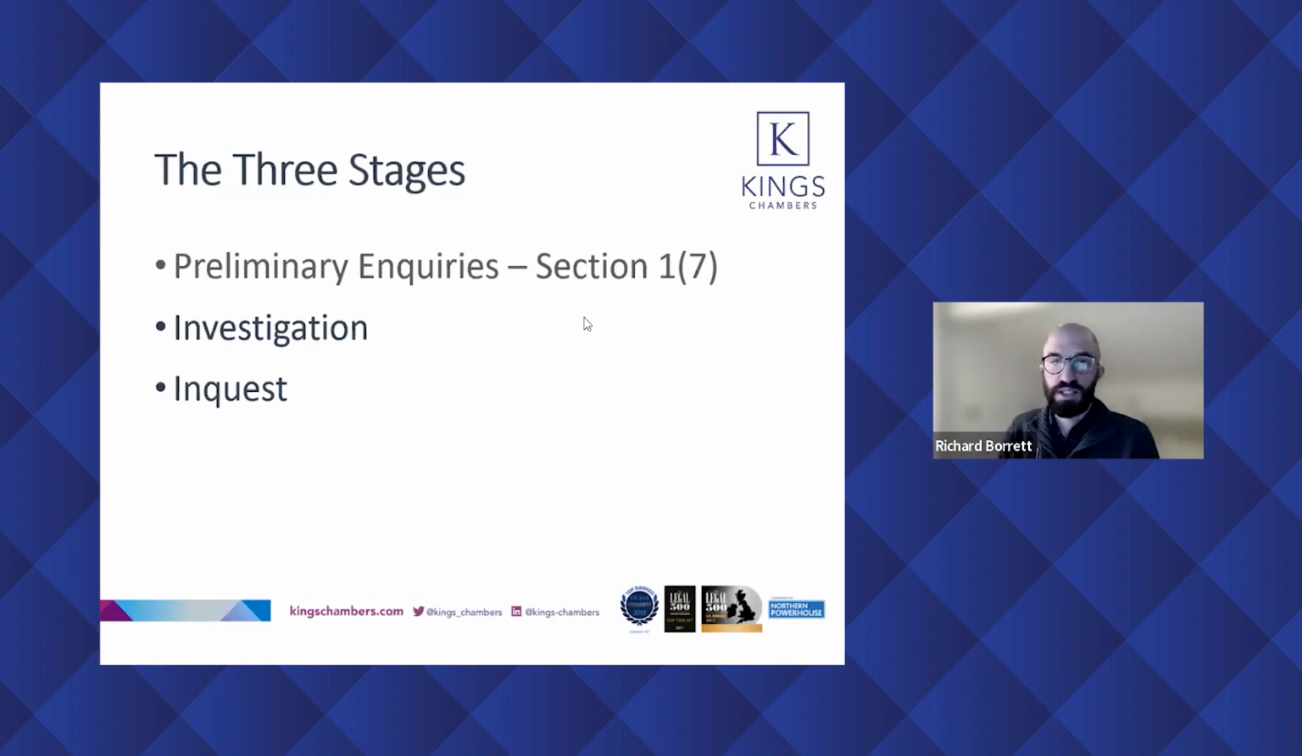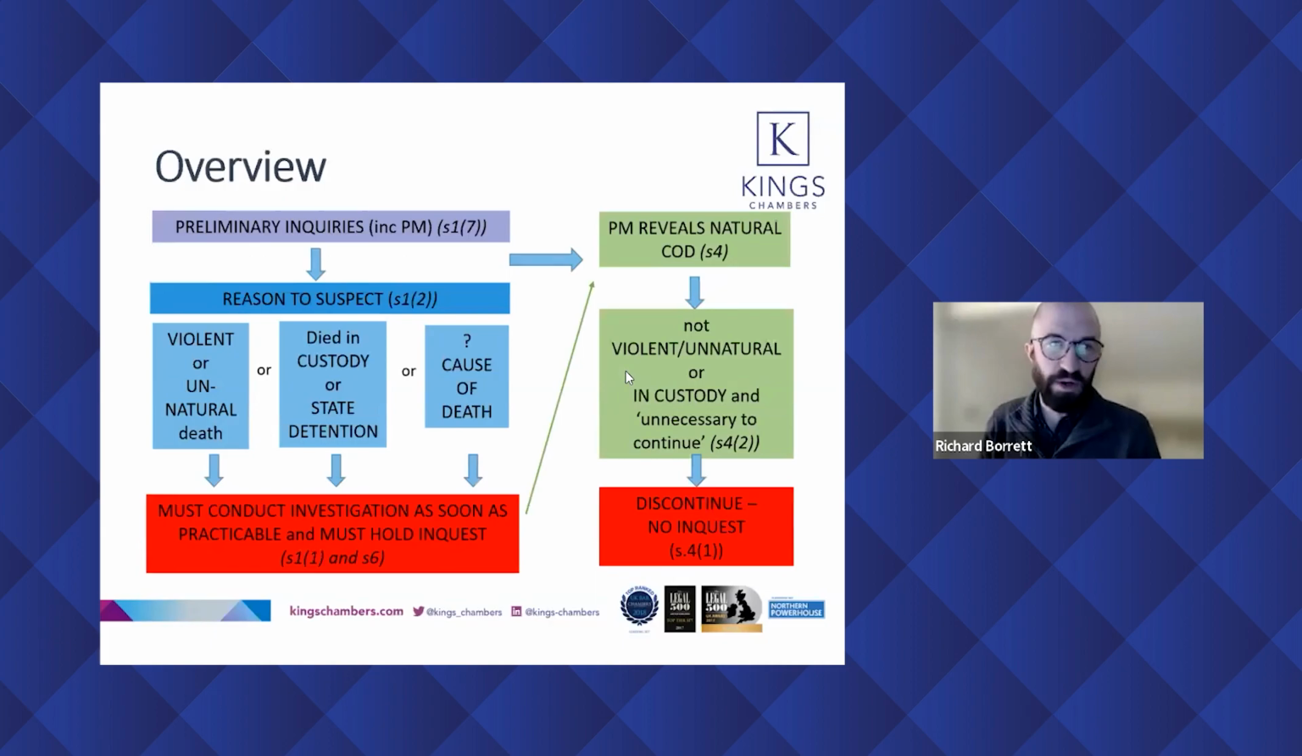Now, we don't generally need to get involved too much in how the case gets from the preliminary stage to the inquest, but this is how it happens. It starts off with preliminary inquiries. If there's reason to suspect that the death was violent, unnatural, or it was in state custody or state detention, or there is any lack of authority as the cause of death, then the coroner must conduct an investigation. That generally proceeds towards an inquest unless the evidence points to the death being not violent, unnatural, or not in custody.